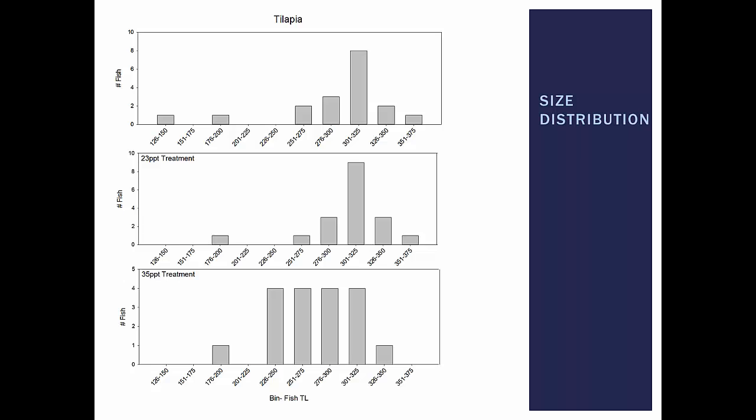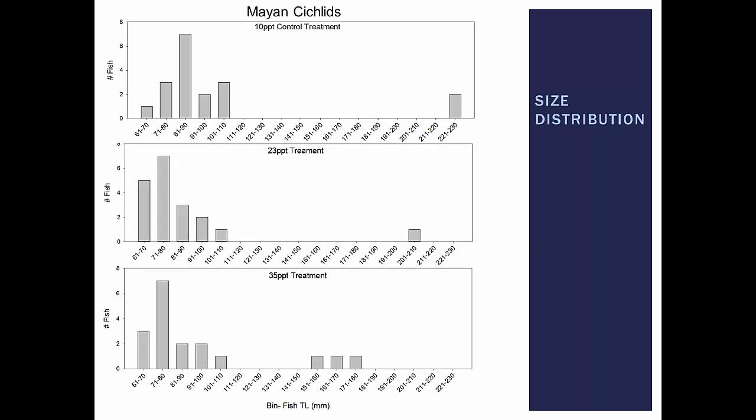So in general, this is bin size for total length. Most of the fish were around these sizes. They all look pretty similar, so that was good. And this is the tilapia. And then the cichlids, we actually had a lot more smaller fish, but like I said, we tried to keep it the same every trial, that we had the same amount of smaller fish and larger fish that we were subjecting to different treatments.